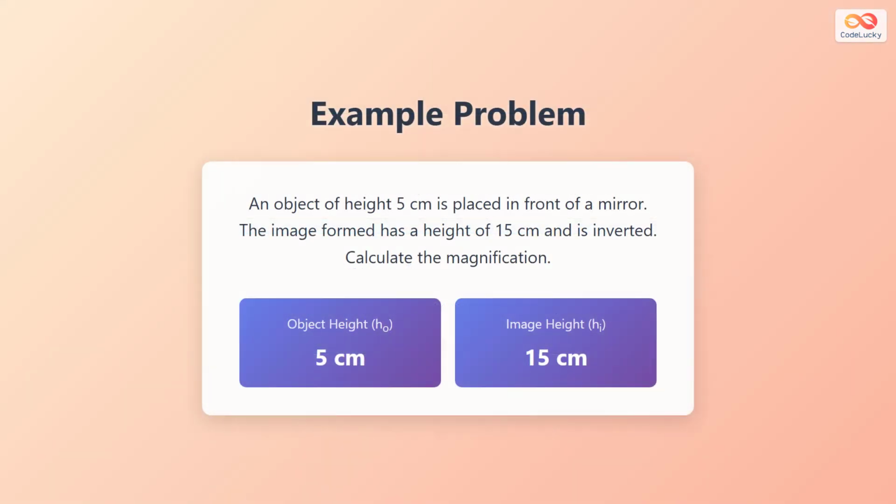Let's work through an example to apply what we've learned. An object of height 5 centimeters is placed in front of a mirror. The image formed has a height of 15 centimeters and is inverted. We need to calculate the magnification. We're given that the object height is 5 centimeters and the image height is 15 centimeters. Remember, the image is inverted, which is important for our calculation.